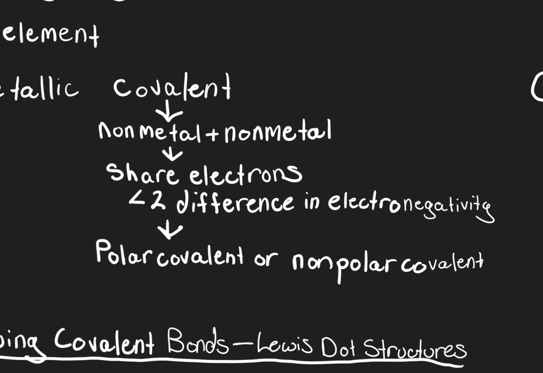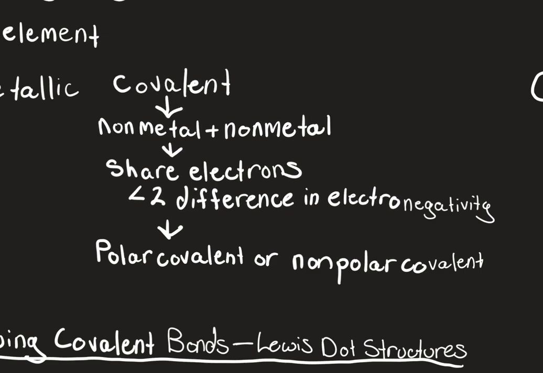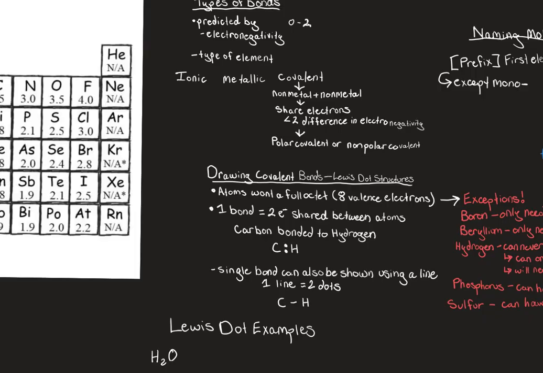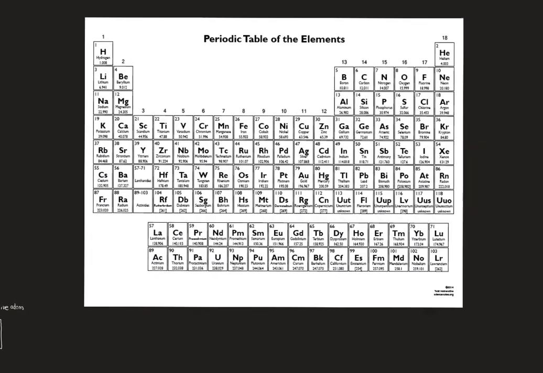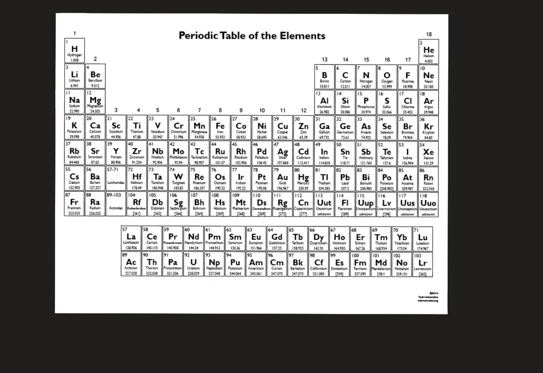So a covalent bond is a non-metal bonding with a non-metal. If we need a little review on what a non-metal is, I have a periodic table over here. So non-metals are going to be on the right side of the table. I do not have the diagonal staircase on here. But for example, boron, carbon, silicon, phosphorus, nitrogen, oxygen, sulfur, these are all non-metals down here. All right, so when these are bonded to each other, then you will have a covalent bond.